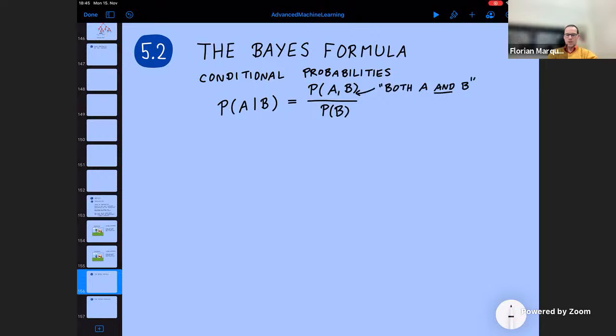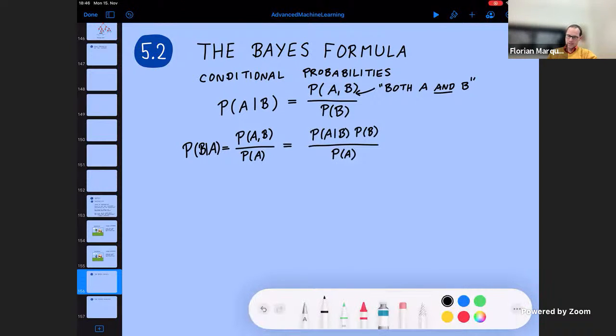Okay. And so now we can turn this around. Let's say I want P of B given A. Now I can apply the same expression, so that would be still the probability of both together, but now divided by P of A. And I can then express P of A comma B by the first line formula and write it like P of A given B times P of B, and then divide everything by P of A. And so there it is. This is Bayes' formula.